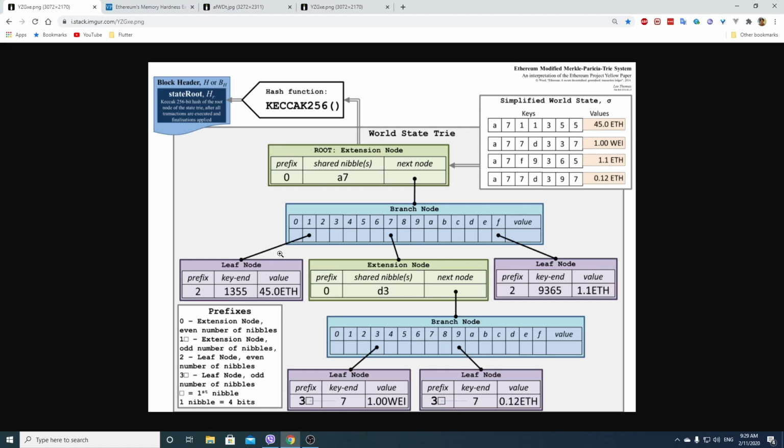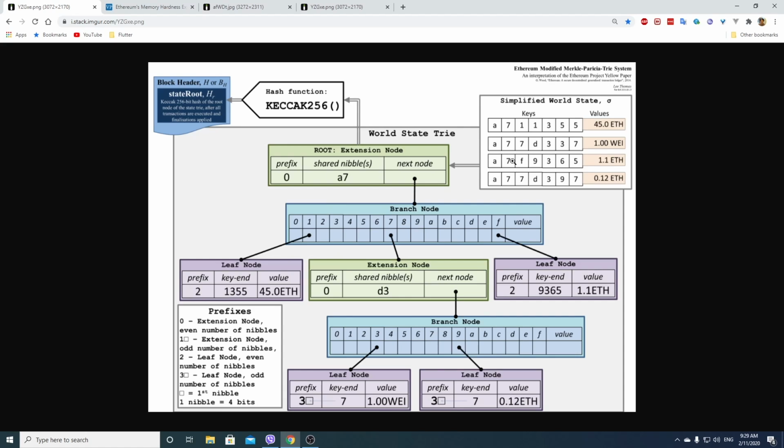So you may notice this particular prefix here, right? And we come to that later. So extension nodes and leaf nodes have this prefix. But this is not important for the construction of the path.